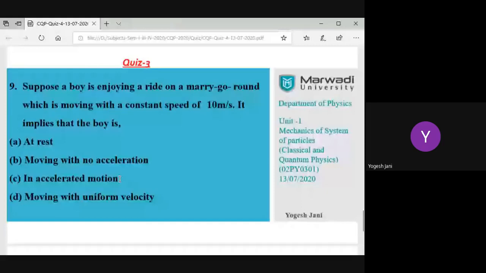So when it is moving here, on a merry-go-round, that person is actually in circular motion. When you are moving in a circular motion with a constant speed, it is still called accelerated, because in a merry-go-round you are changing the direction. So the speed is constant, but your direction is changing. So when you change the direction, that is acceleration.